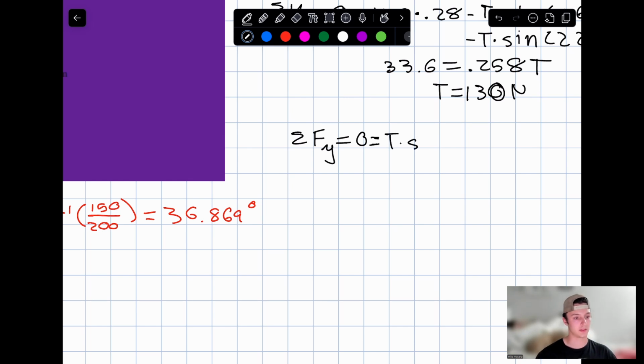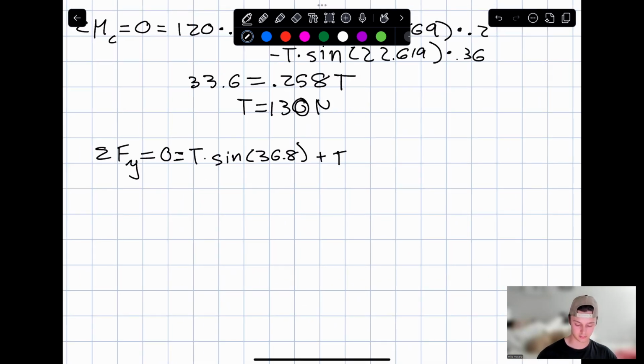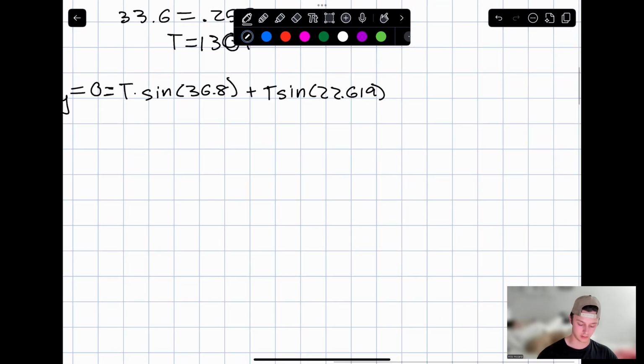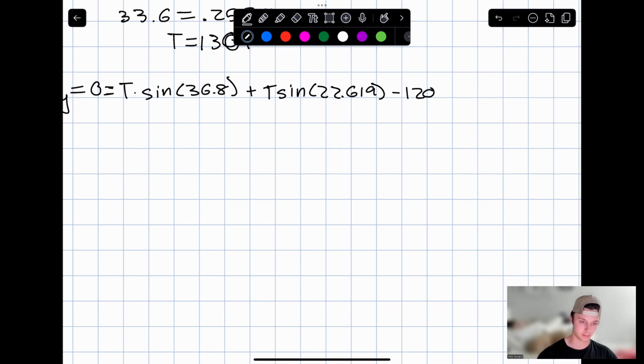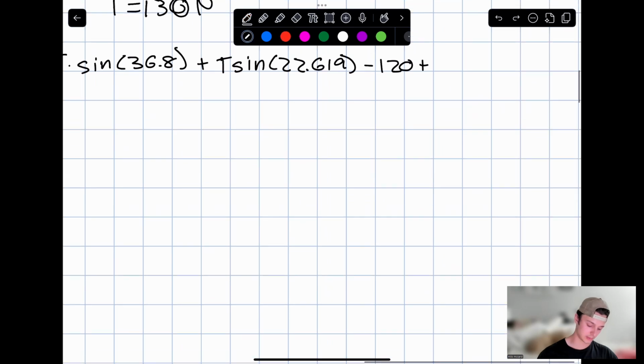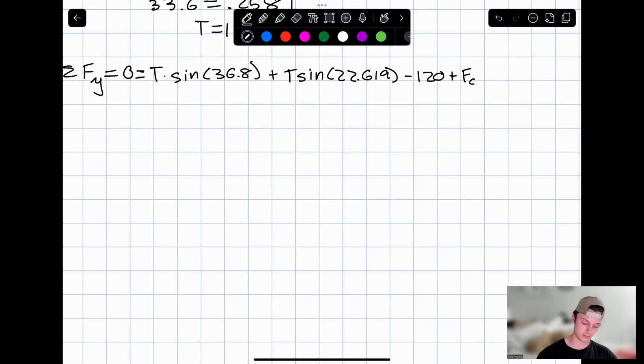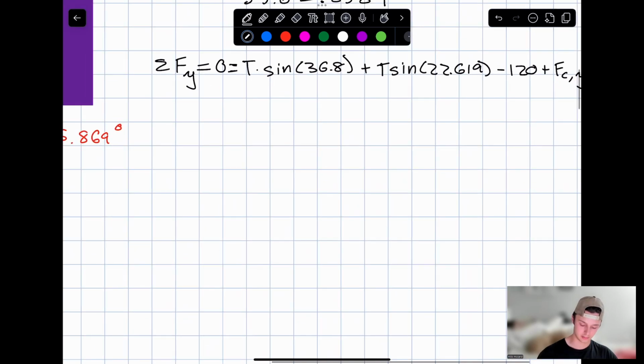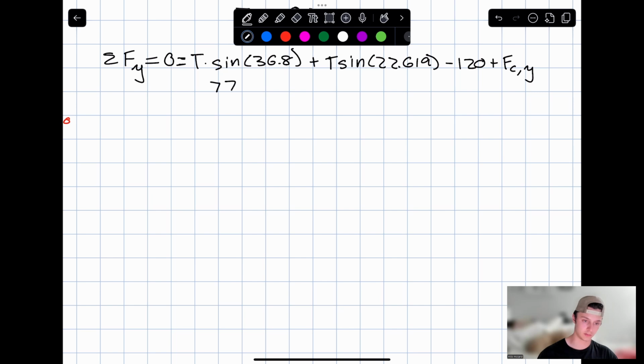And then we're going to start with the tension from that cable. And so we're going to say T times the sine of 36.8 plus the T times the sine of 22.619, because that's point A and point B. And then we're going to minus 120. And then when we drew our free body diagram, we didn't remember to write it, but we have a vertical force at point C in the y. Then we have a horizontal force at C in the x. And this is the one that we're focusing on right now. We're going to say plus the force at C in the y direction.